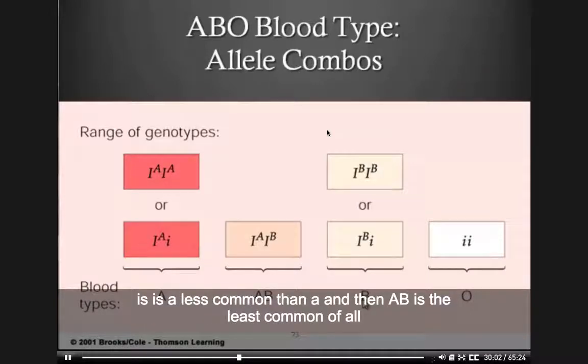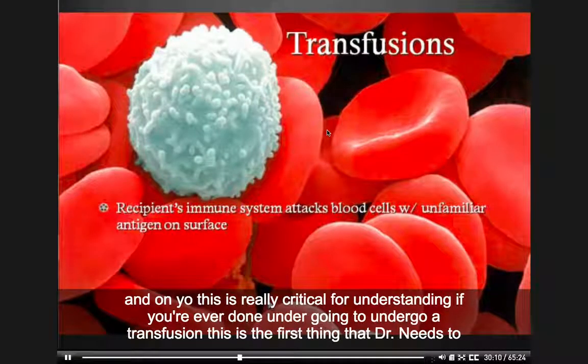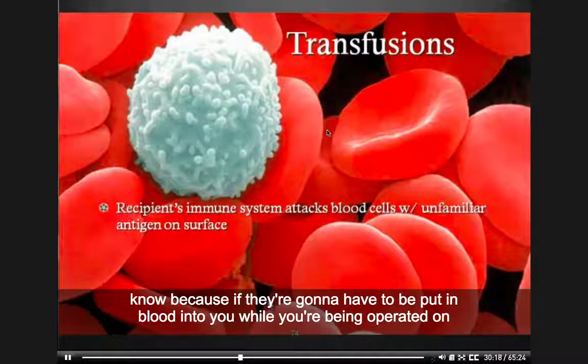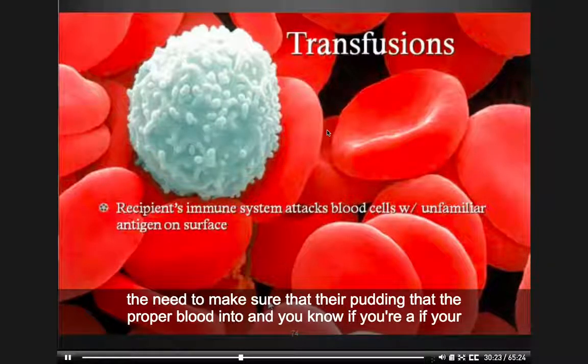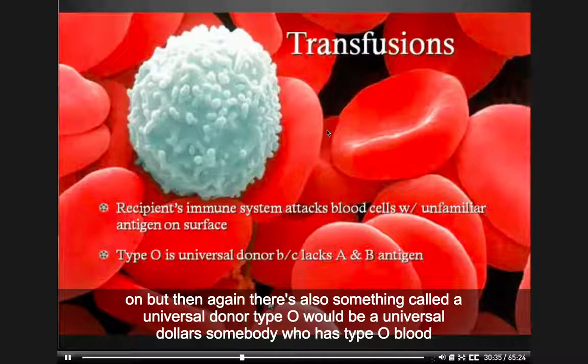And then B is less common than A, and then AB is the least common of all. And this is really critical for understanding if you're ever going to undergo a transfusion. This is the first thing the doctor needs to know, because if they're going to have to be putting blood into you while you're being operated on, they need to make sure that they're putting the proper blood into you. And if your immune system ends up attacking the blood cells that you put into you, it could be very, very bad. But then again, there's also something called a universal donor.